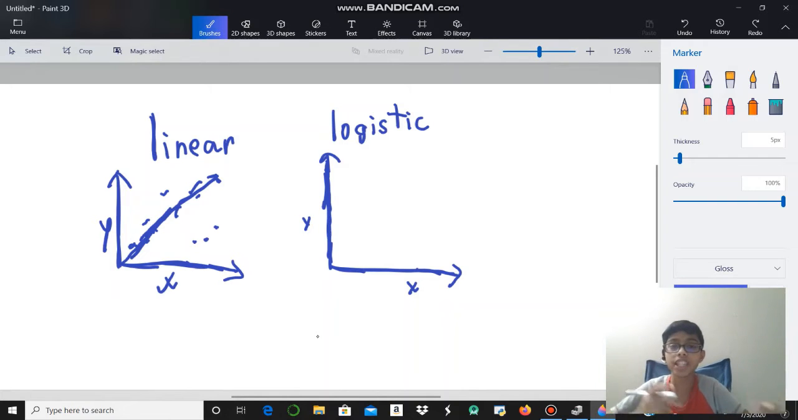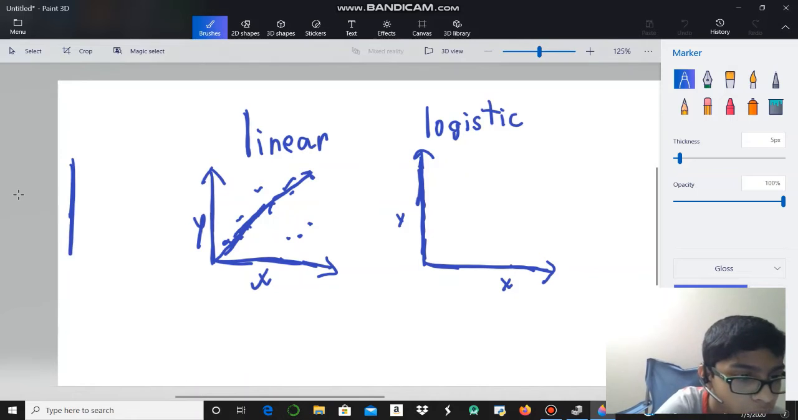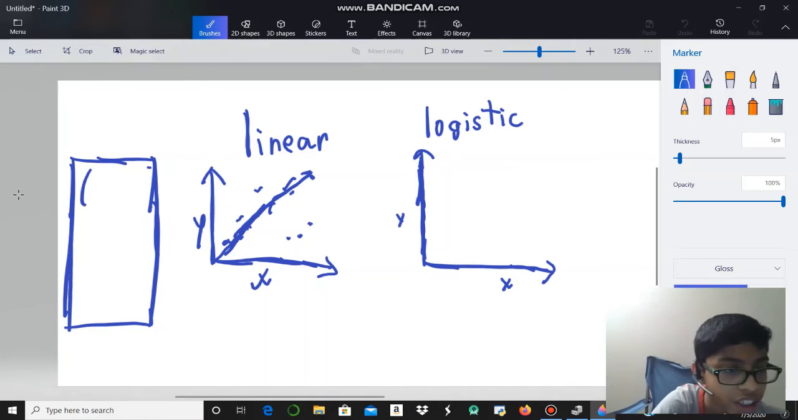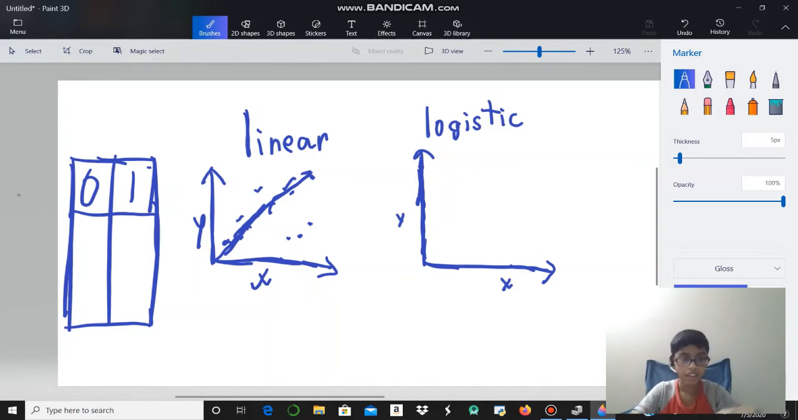So let's talk about the logistic regression algorithm now. Let me draw a quick table over here. Let's say this is 0, this is 1, right? 0 means no, 1 means yes. Let's say you are doing a survey on if a person likes broccoli or not. So first grade, 10 people like broccoli, and let's say 14 people love broccoli, but 10 people did not.